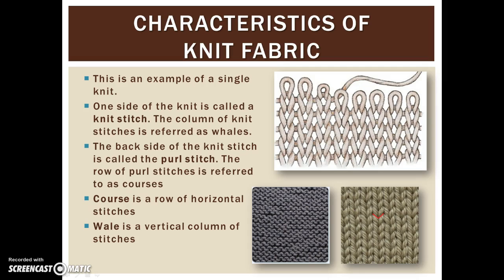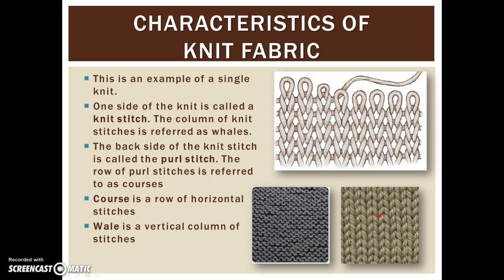Here's an up-close example of how knits are constructed. One side of a knit is called a knit stitch, and the column of knit stitches is referred to as wales. You'll see the little red V depicted in the photograph down on the far right. That is the front side of a knit stitch, called the knit stitch, and those columns there are the wales.